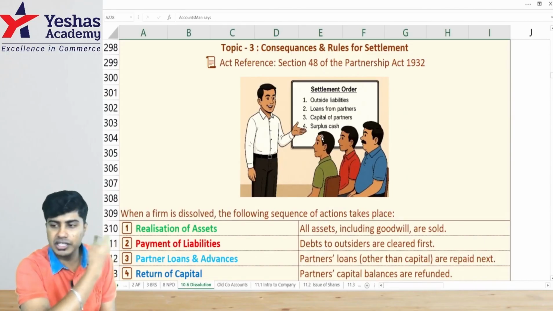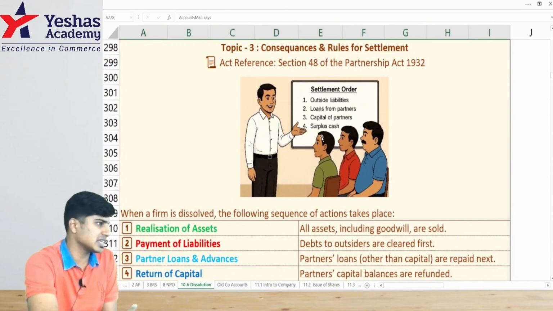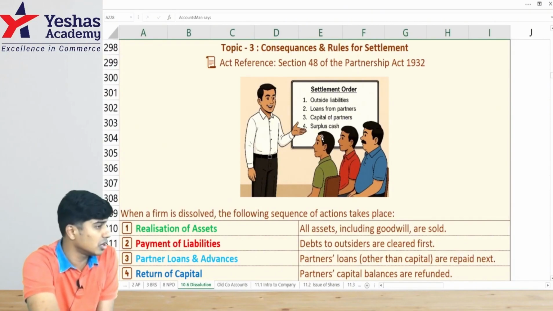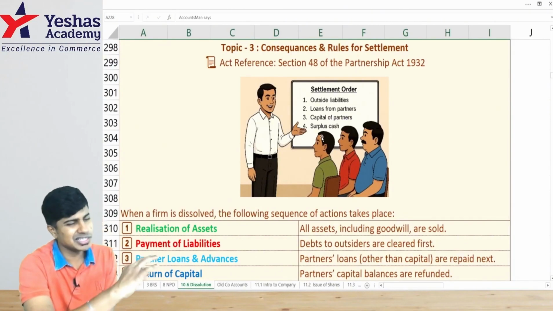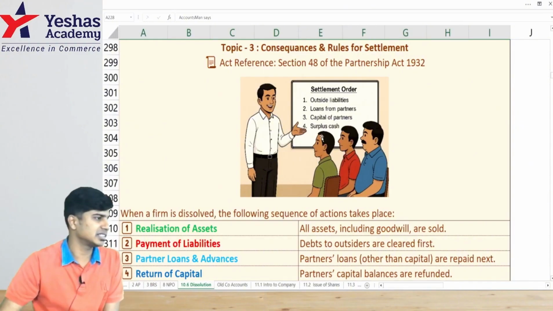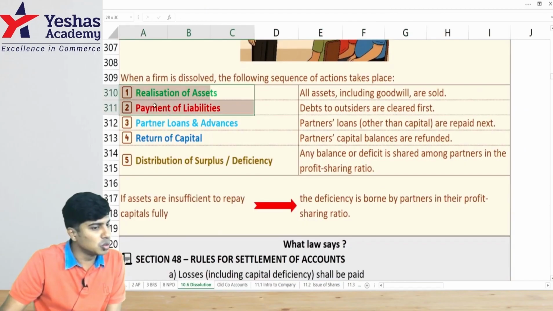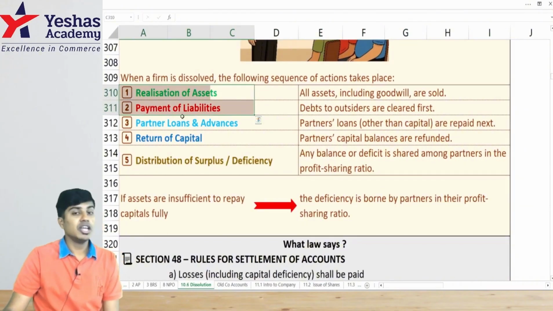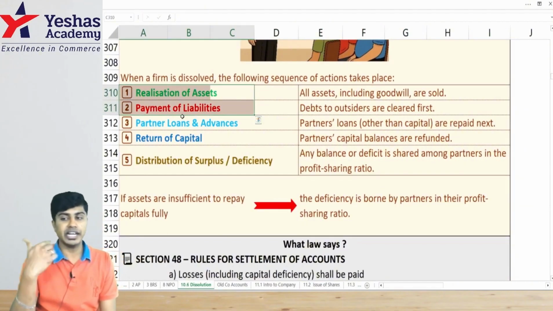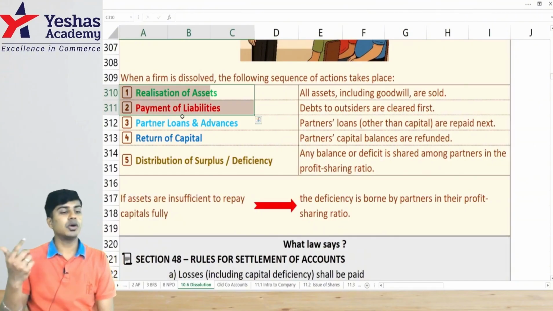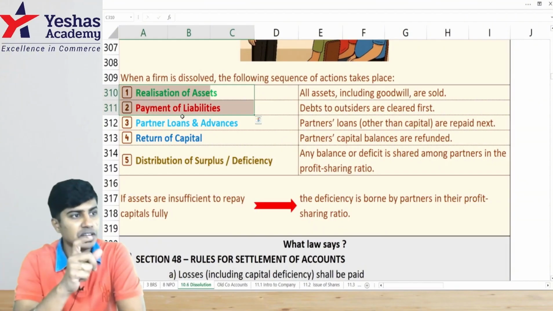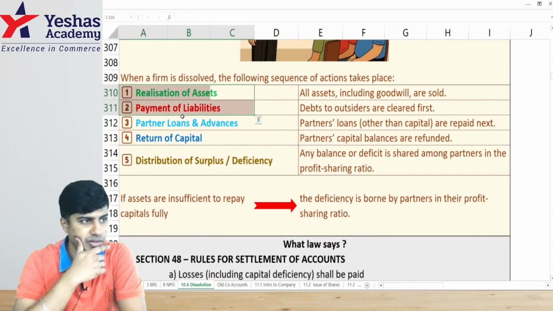So the accountant is here, 3 partners are there, and the 3 partners are asking, sir, we want to dissolve the firm, how to dissolve? Then the accountant will tell, very simple. First you sell the assets. Step 1, realization of assets. Step 2, payment of liabilities. When you say liabilities, at first you pay outside liabilities. After you pay outside liabilities, with the money that is left, you will pay partners' loans and advances.